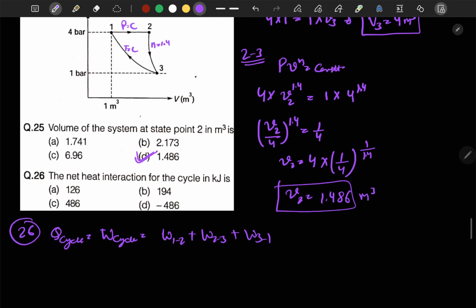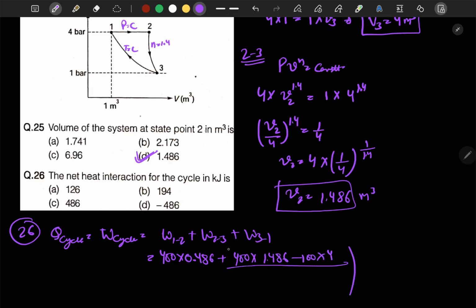Okay, so from 1 to 2 the process is isobaric. So 400 into change in volume from 2 to 1, which is 0.486. Okay, plus 2 to 3 is also expansion. So the P1 V1, I mean here it will be P2 V2. So what is P2? P2 is 4 bar, 400 into V2 which is 1.486, minus 100 into 4, divided by n minus 1.